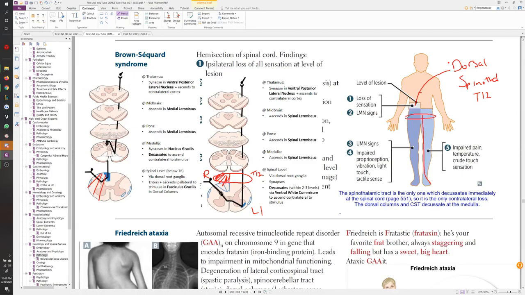It could use any of these lower guys, L3, L2, whatever. It's going to decussate immediately, and then it's going to try to make its way up to the brain, and it's going to fail. It can't because of this injury. And this is why it's the left side that loses the spinothalamic tract sensation, right? Because of this immediate decussation that's supposed to occur. This is going to be true for any level the injury occurs at.